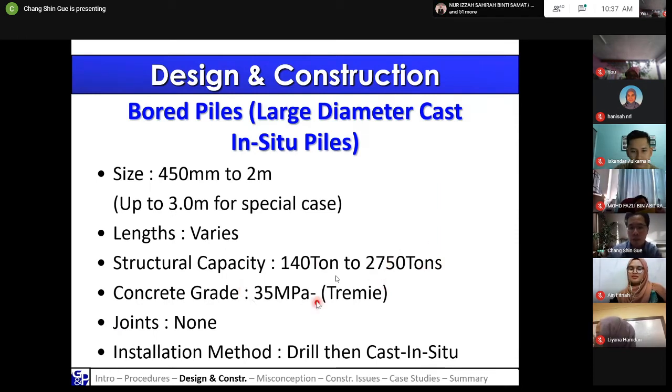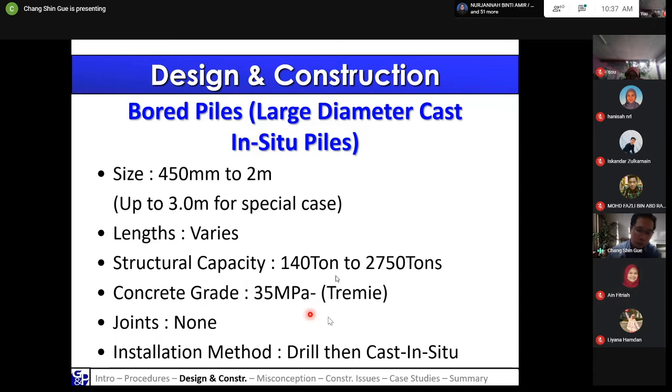The concrete grade I show here is 35, but I think typically now we use grade 40 for most of our bored piles. The installation method is drill and then cast in situ.